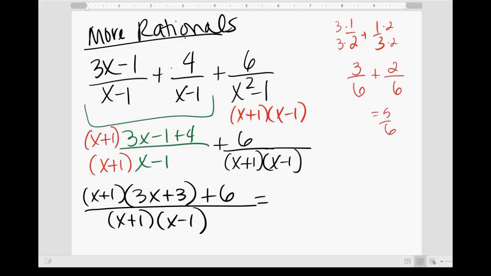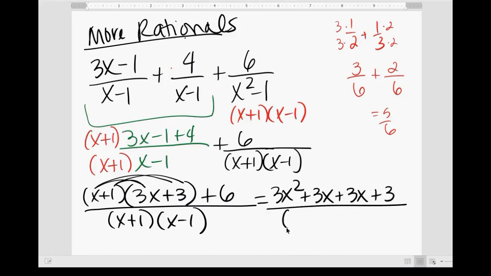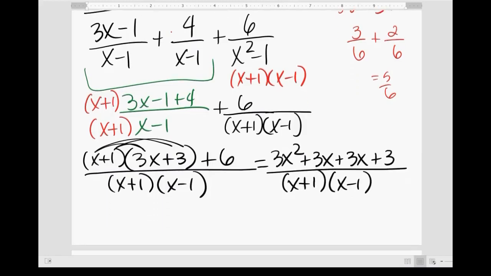Okay? So now at the top, I'm going to FOIL, or distribute, x plus 1 times 3x plus 3. So x times 3x is 3x squared. x times 3 is 3x. 1 times 3x is 3x. And 1 times 3 is 3, over x plus 1 times x minus 1. Alright, so now at the top I've got 3x squared plus 6x plus 3 over x plus 1 times x minus 1.